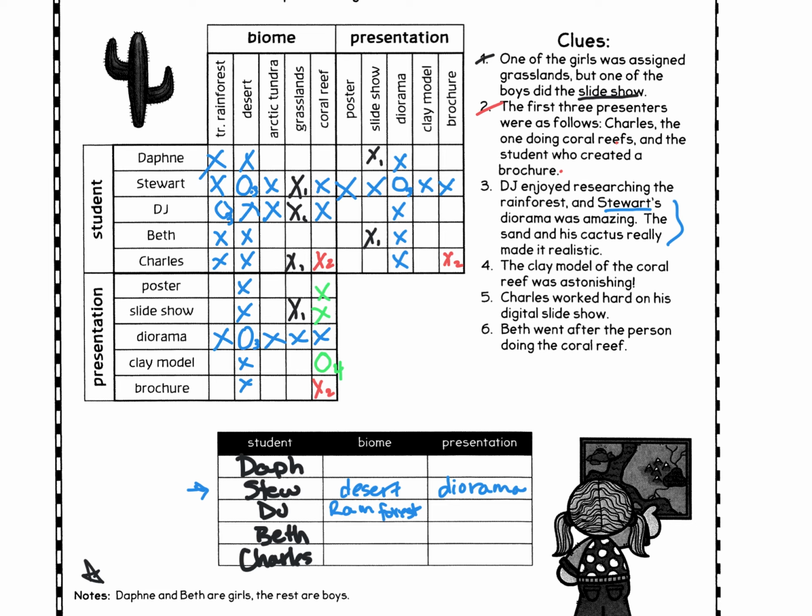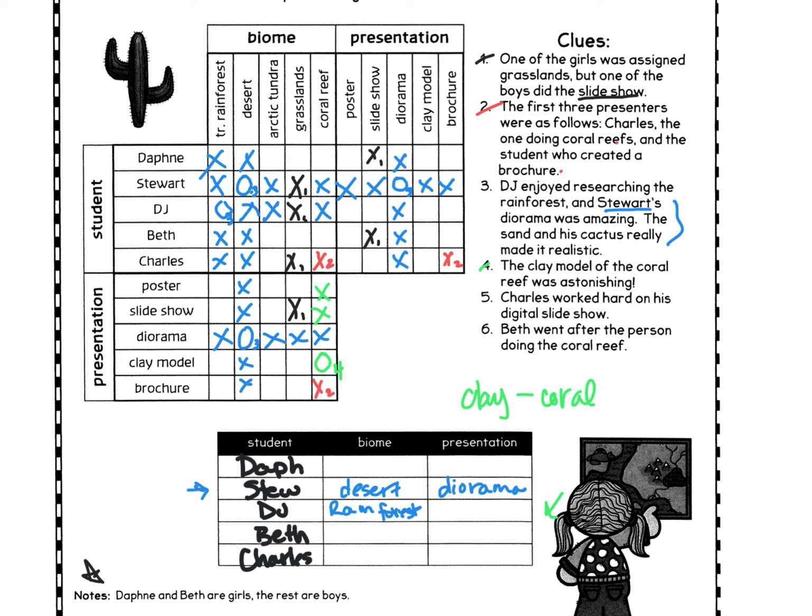Now, the problem is I don't know who the clay model or the coral reef goes with yet. I'm just going to make myself a little note down here that the clay model goes with the coral. Because later on, I'm going to be able to fit it into this table somewhere. I just need to remember, once I get one, I can have the other.